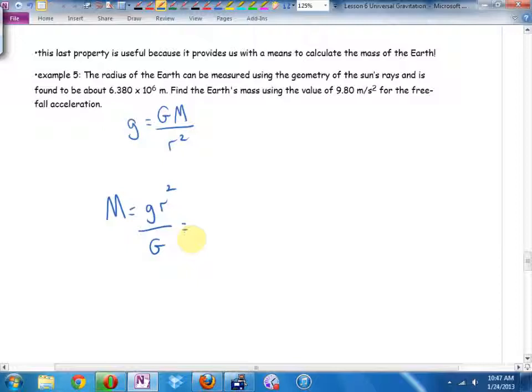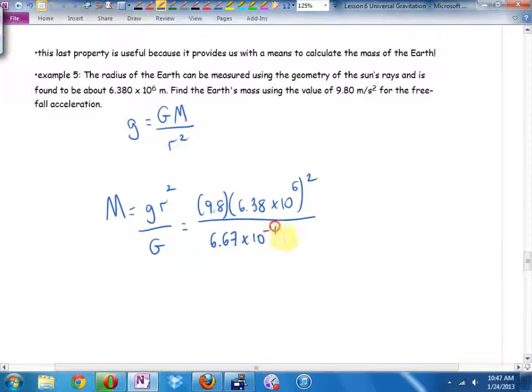Right, the r stuff moves diagonally. The r squared moves to the top, g moves to the bottom. Little g, 9.8. Oh, and mass is a scalar, so we're not including directions like negatives or anything. Radius of the Earth, they had calculated that a long time ago, 6.38 times 10 to the 6th squared. Cavendish had just finished calculating G, which is 6.67 times 10 to the negative 11.